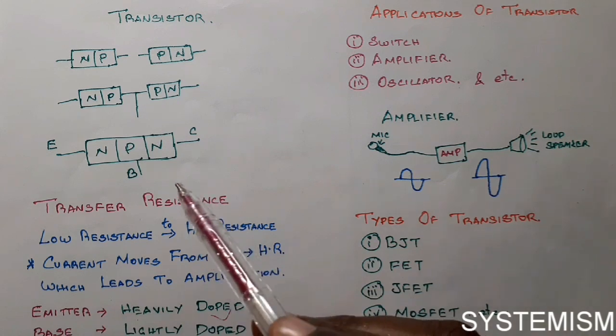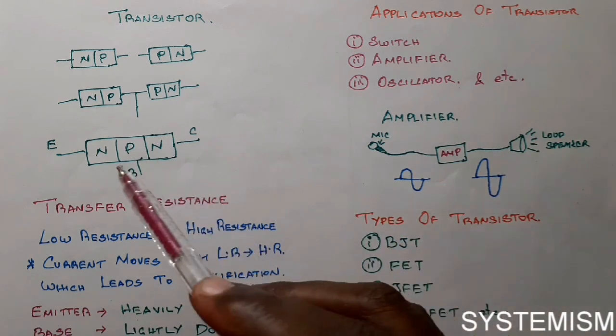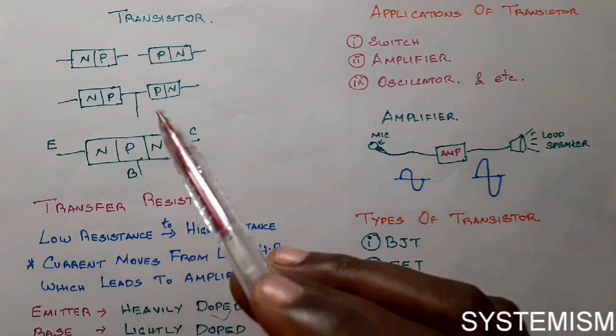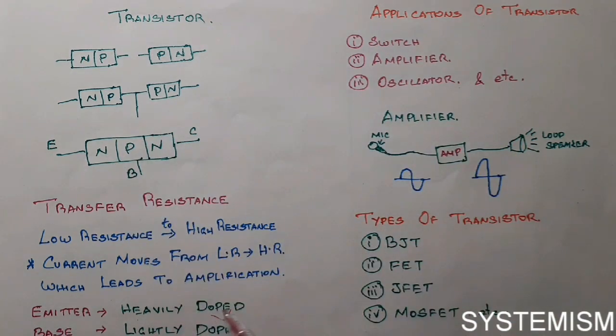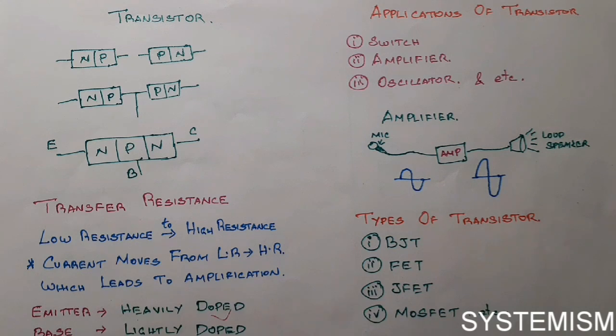We should know how the amplification is created. First you should know about the doping level of this emitter, base and collector. Normally your emitter is heavily doped, that is more impurity is added. Base region is lightly doped. Again, collector region is moderately doped.